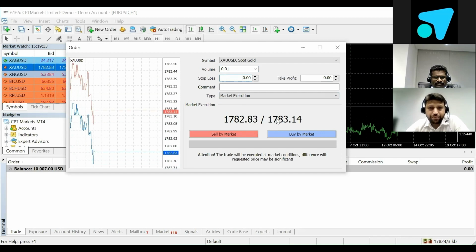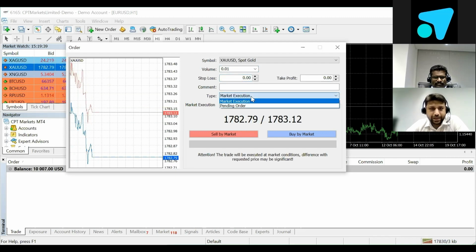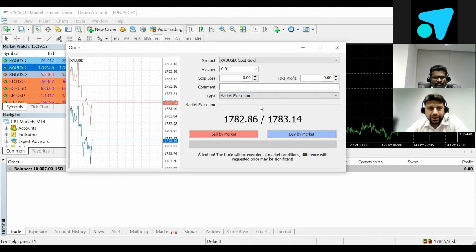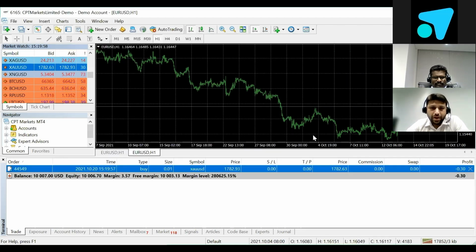This is the price for buy and sell. And the type of the transaction, we have a couple of types, like market execution. That means you want to execute the order at the same price prevailing in the market. So first I'll go through it, and I will go for market execution. And as gold stands strong right now and the trend is positive, we'll go for buy market. That's it. One click and the transaction is done.